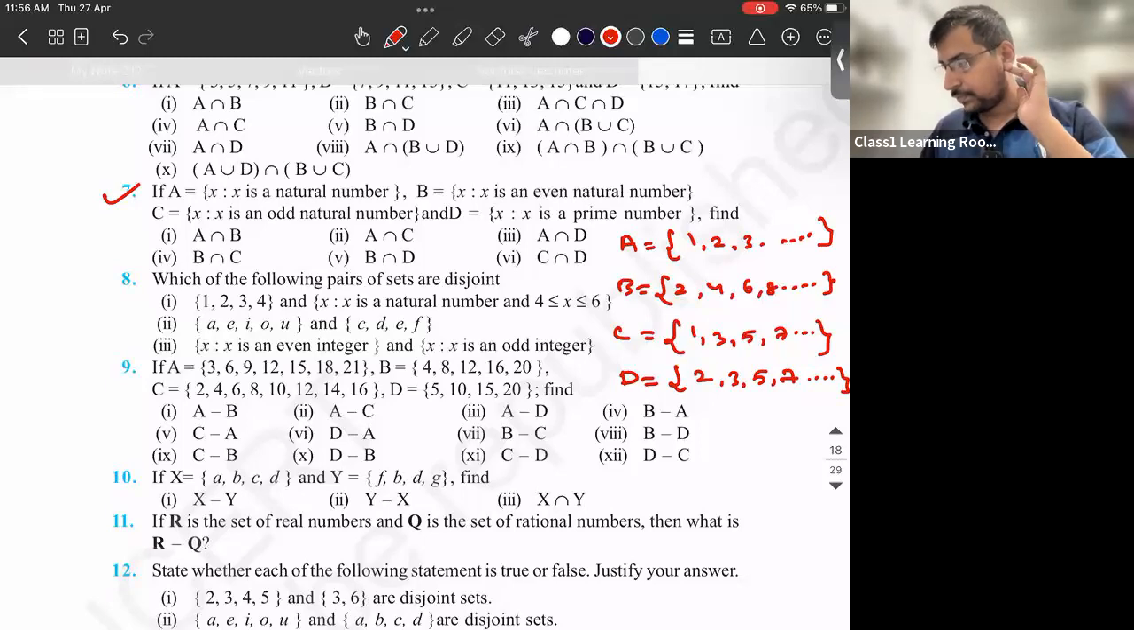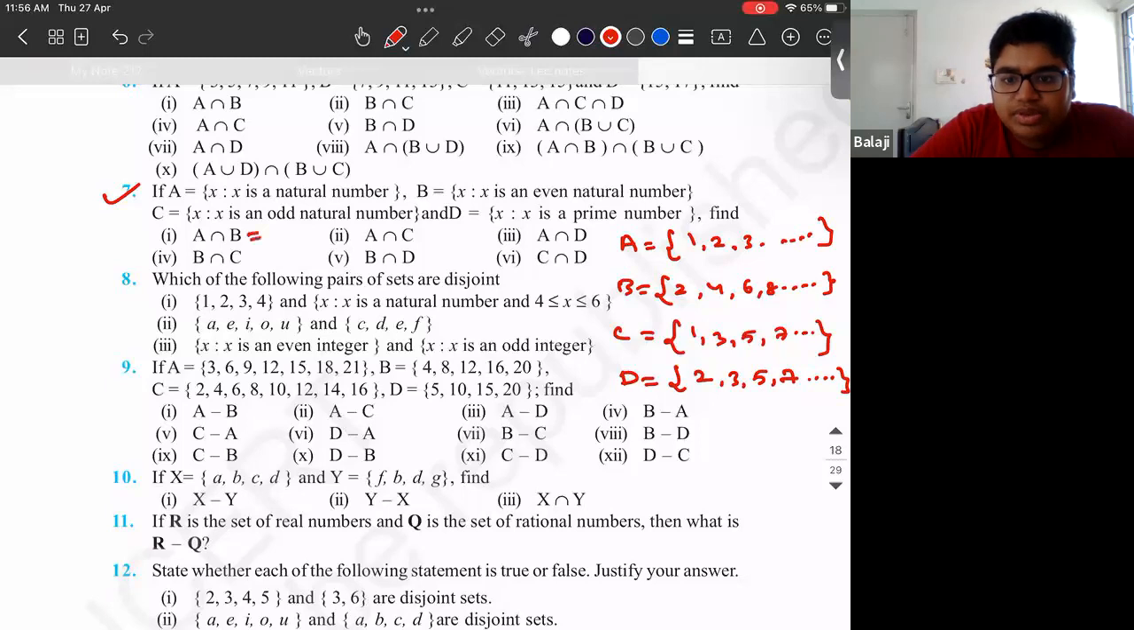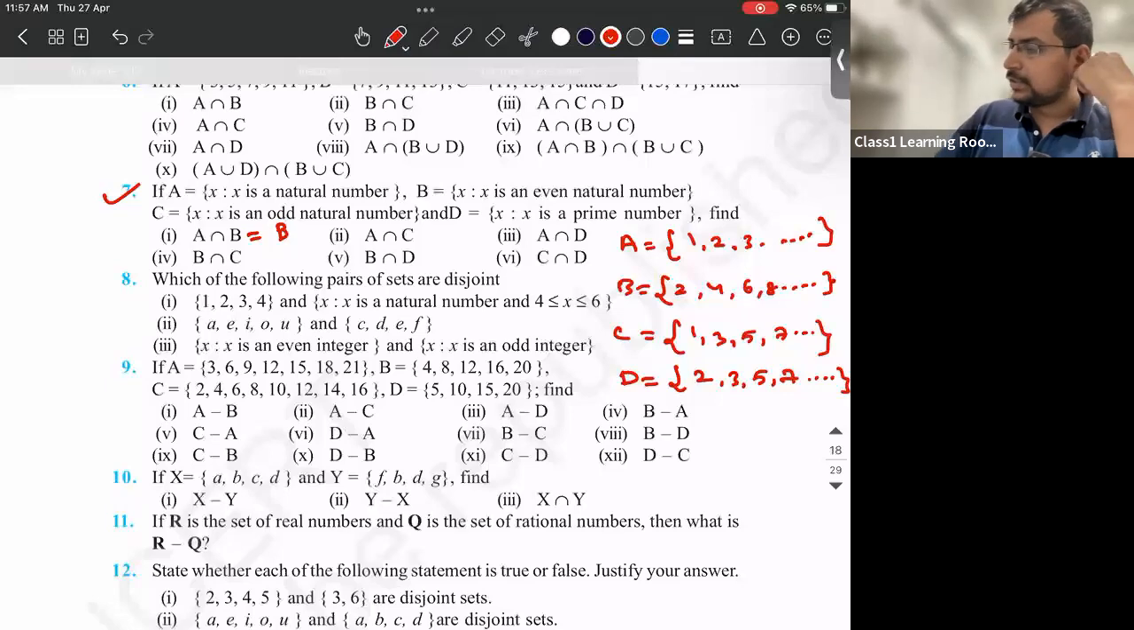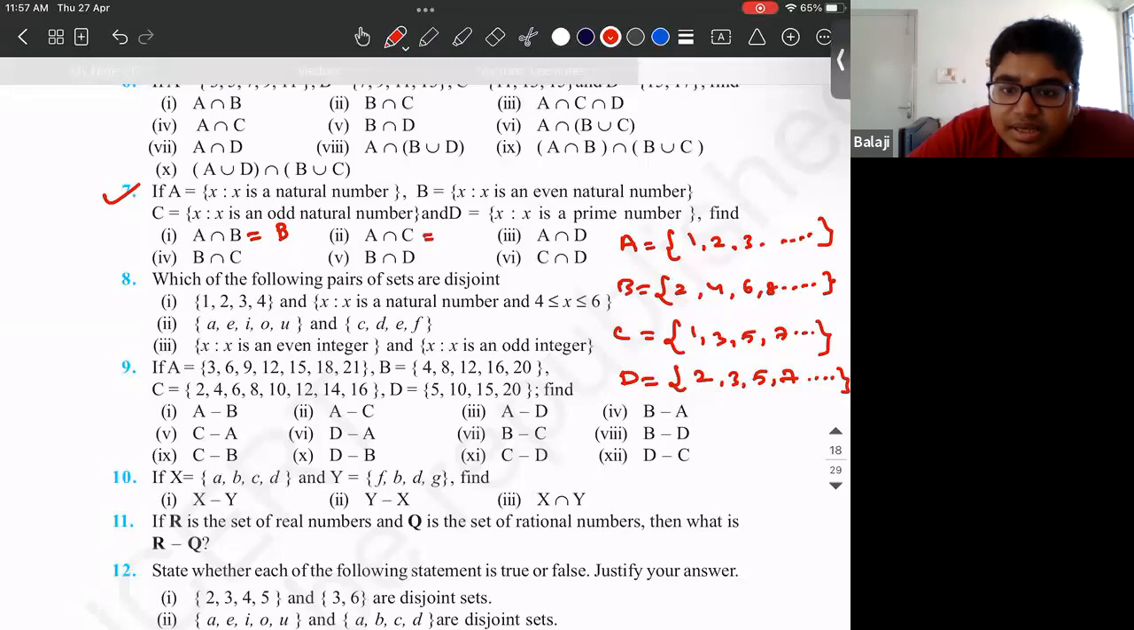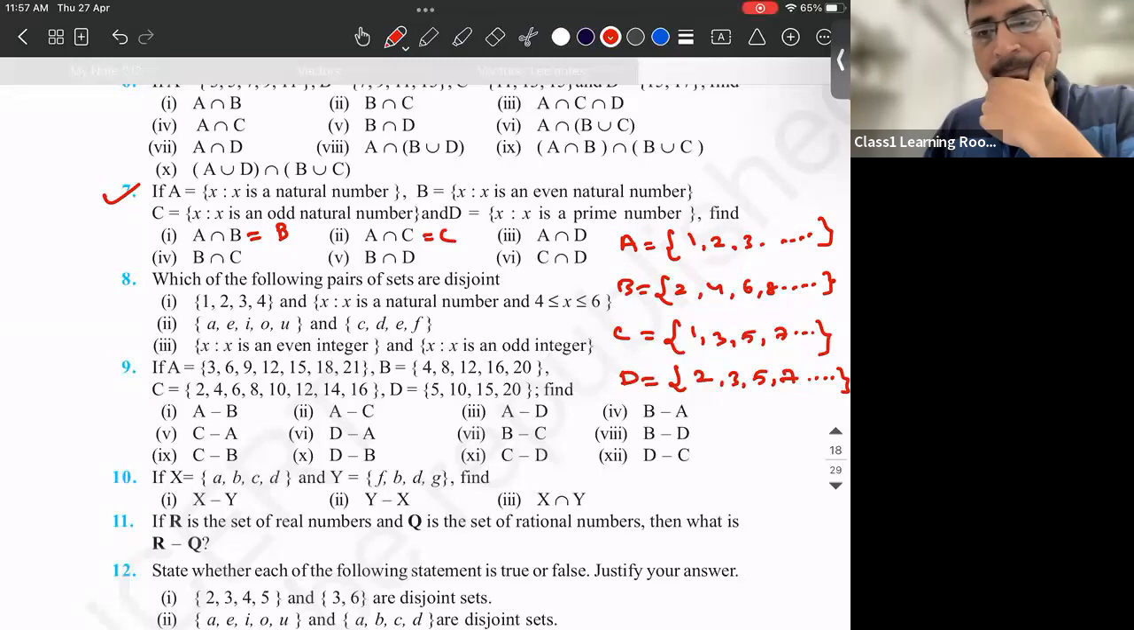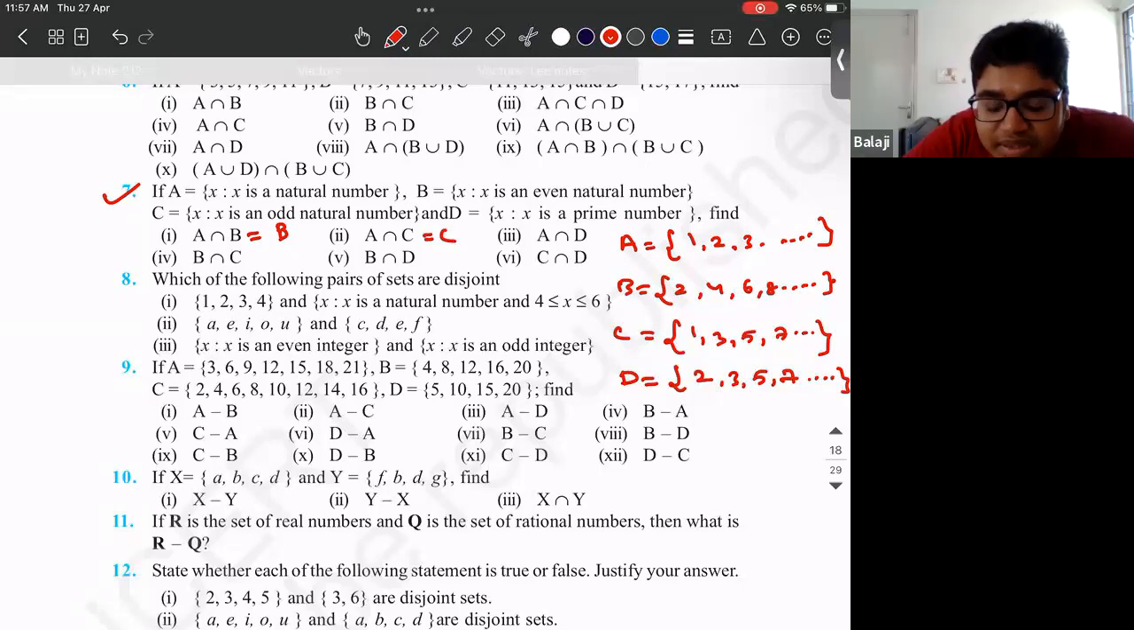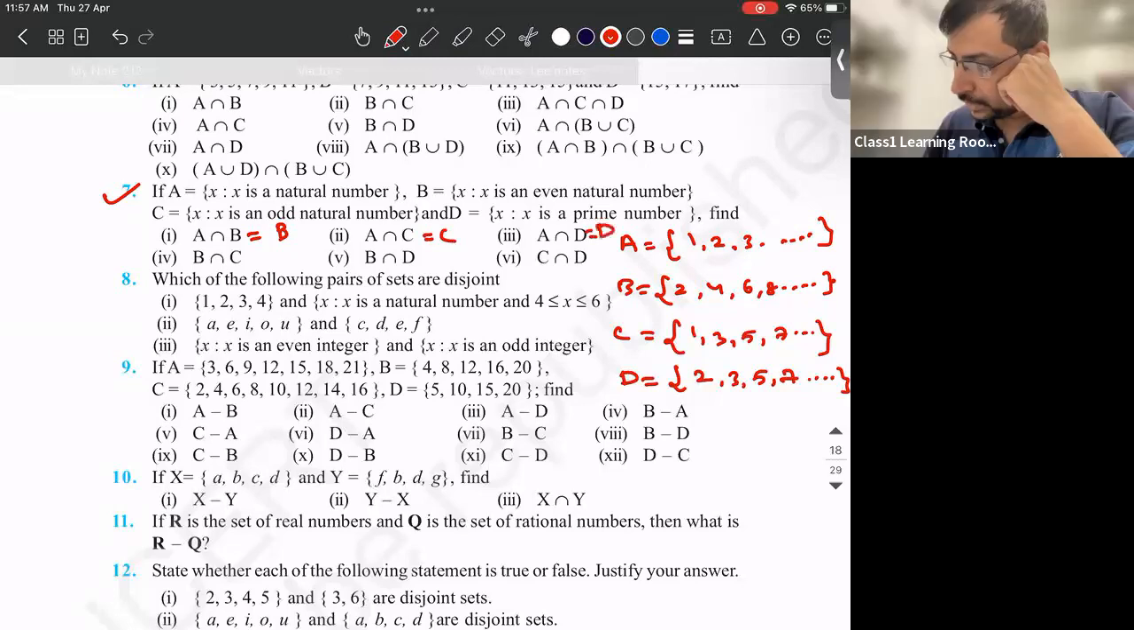A intersection B is 2, 3, no, sorry, not 3, 2, 4 actually. Yeah, A intersection B is set B itself. Right. Yes, sir. Similarly, what is A intersection C? A intersection C is set C itself. A intersection D is set D itself. Yes.